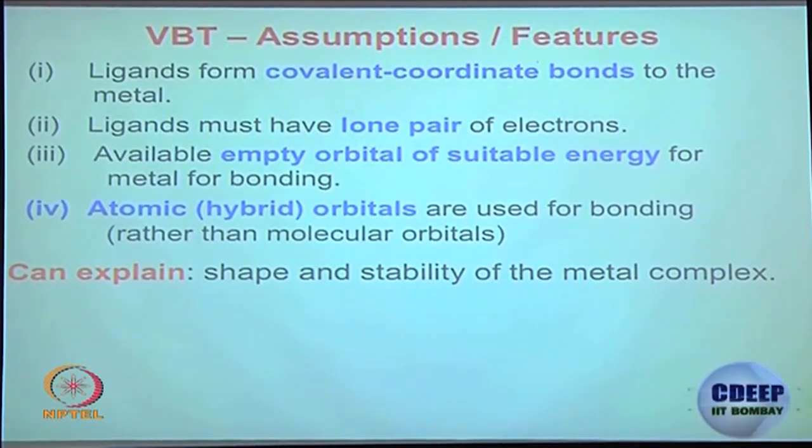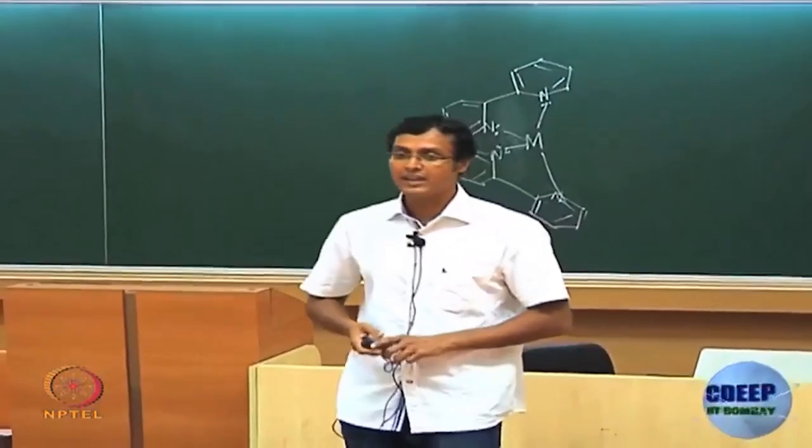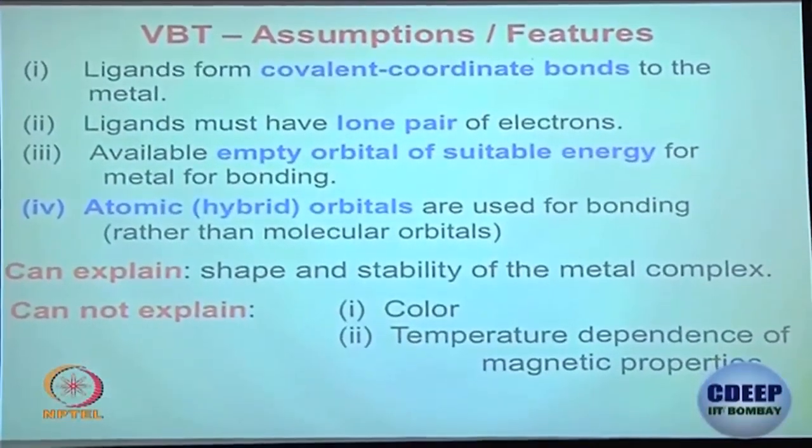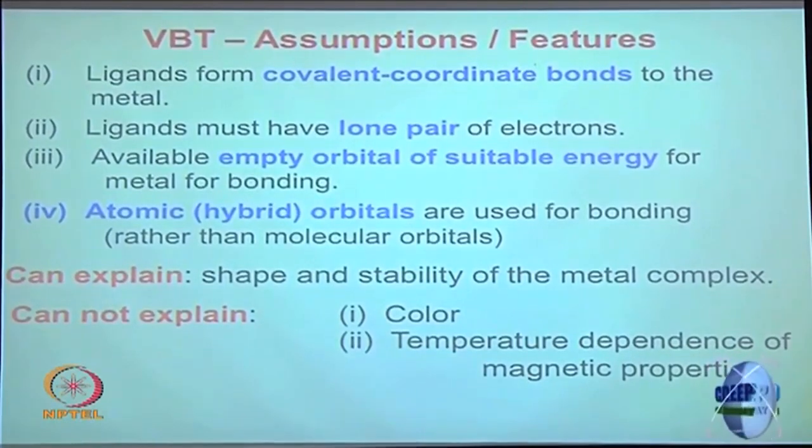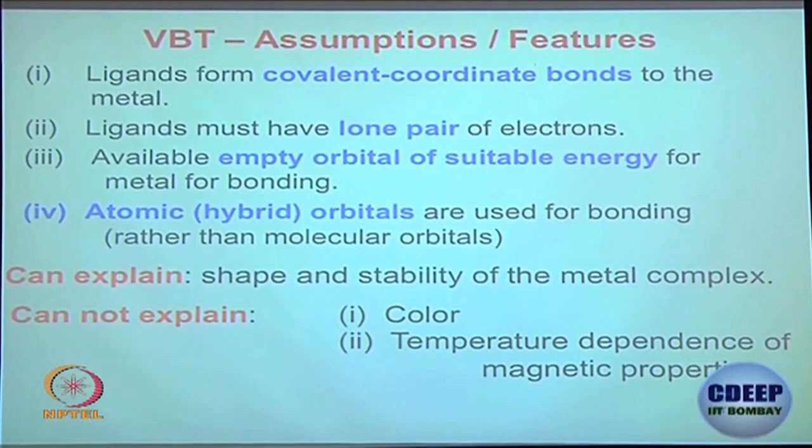But what we are trying to say is the positive thing about this approach is you can understand the shape and stability of the complex. What shape is it? I was showing you linear, square planar, trigonal, and so on. Different shapes you can say, but geometry usually will be a little difficult in most cases. Definitely, you cannot get information about color and temperature dependence of magnetic properties, which we will be discussing. Although you can get what type of coordination it is, the hybridization as well, and most likely the shape, such as linear, trigonal, square pyramidal, tetrahedral and so on, more than that you will not be able to say. You cannot understand in a deeper sense.